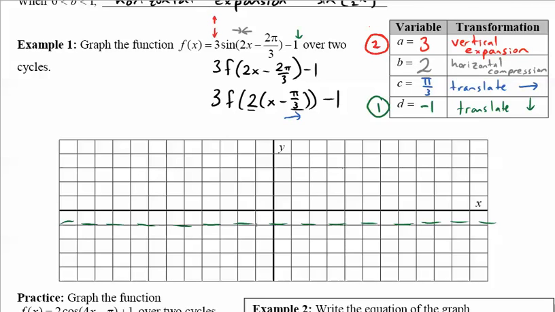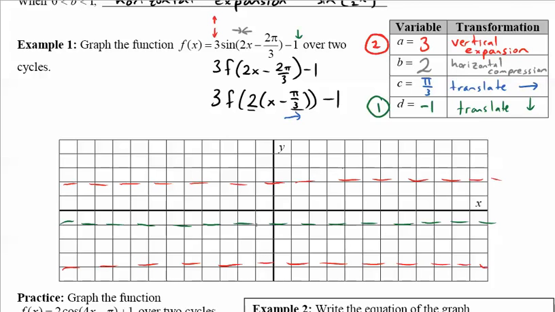So the A value means that from the middle line, I'm going to have a wave that goes up 3 and down 3. So above the middle line, I'm going to go up 3. The maximum of that graph is 2. And I'm going to go down 3. So the minimum of that graph is -4. And then I know my wave is stuck between those two red lines. It's going to go up and down in that area.